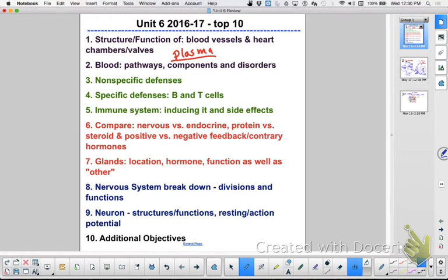What's a gland that secretes thymosin, which helps mature T cells? It's the thymus gland, and it sits on top of your heart when you're younger. What's something that secretes estrogen and progesterone? Ovaries. What secretes testosterone? Testes.